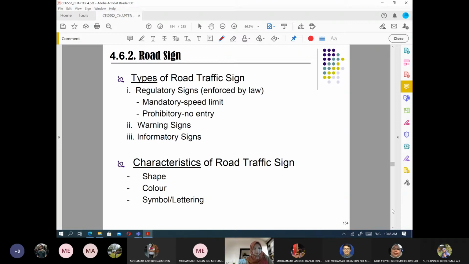Type of road sign, regulatory. Regulatory ni dia lebih kepada regulation. Nak tak nak you kena follow. Kalau tak follow kena apa? Kena saman. Kita kata regulation kan. So this is something yang about speed limit, right? Mandatory lah. Okay, especially on speed limit. Prohibit. Dia nak melarang you daripada enter, no entry.